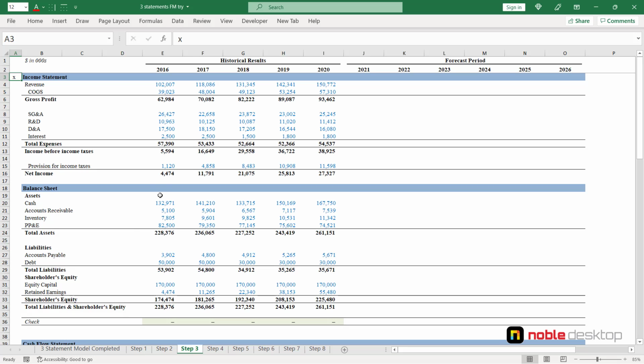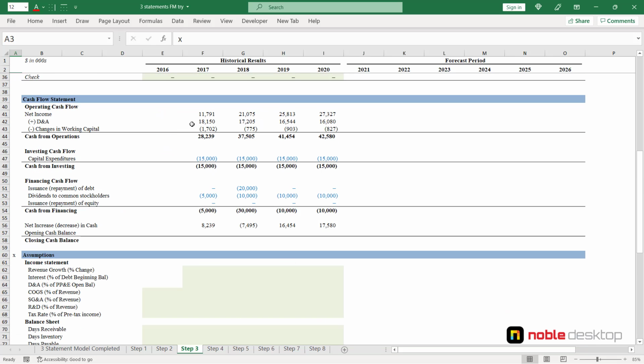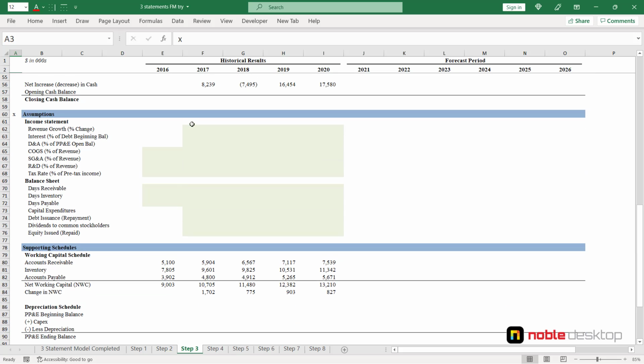So we just completed all line items for historical years, for income statement, balance sheet, and cash flow statement. And now we're gonna calculate our value drivers for historical years here, so we can make assumptions for projected years, and based on that, fill up our three statements.